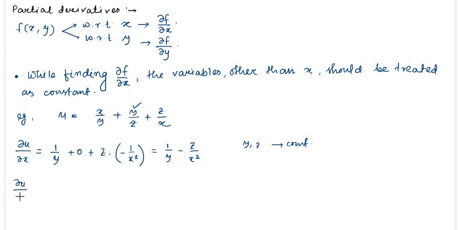Similarly, if you want to find the partial derivative with respect to y, we have to treat x and z as constants. If x is constant, the derivative of x by y will give us minus x by y square. In the second term, 1 by z will be there and the derivative of y will give you 1, and the third term involves no y, so the third term will give us 0. So what we have is 1 by z minus x by y square.